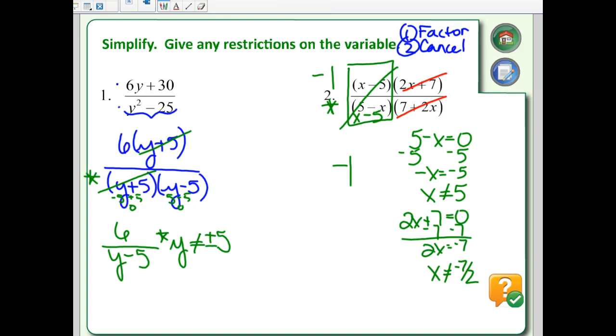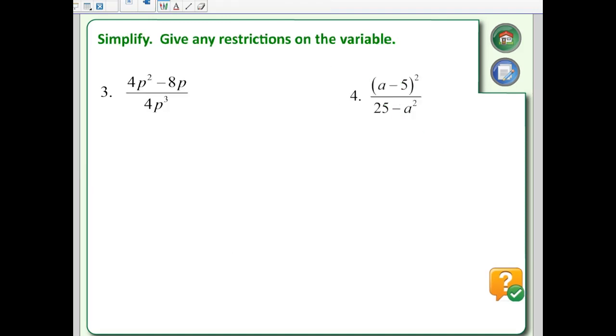Good job. All right, let's go ahead and look at number 3. Simplify, give any restrictions on the variable. So if I look at number 3, and we look up there at the numerator, is there any part of the honey-do list that applies? Oh yes, we have a GCF.